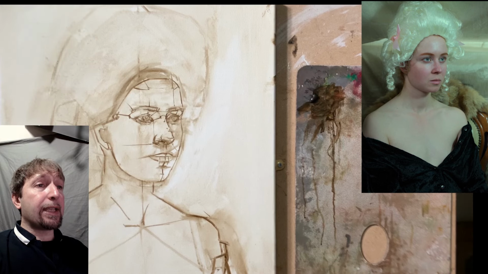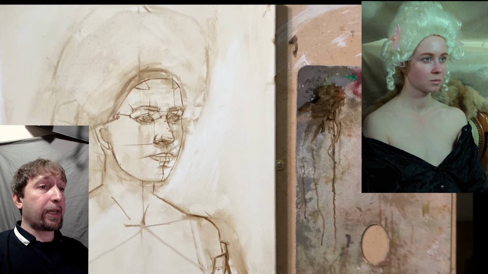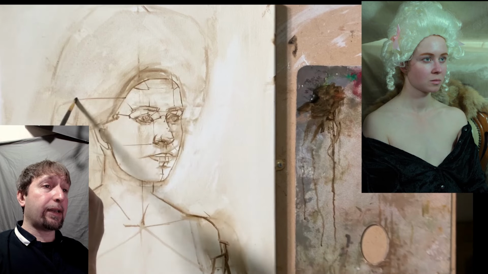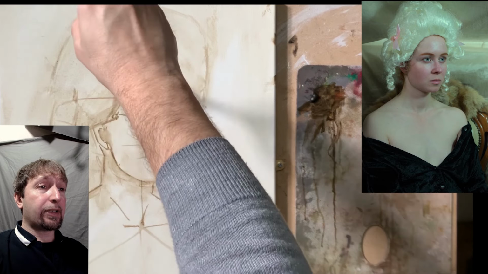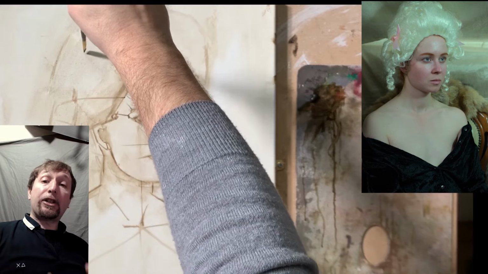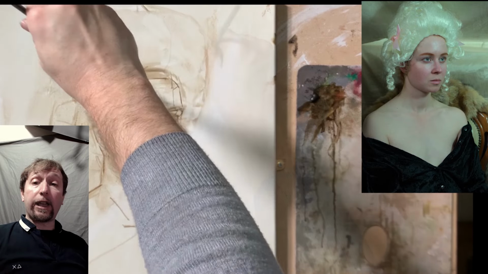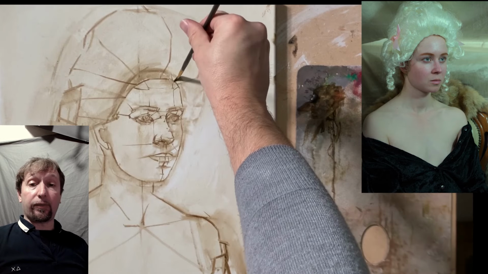Even though the wig is not the principal subject of the painting, I might describe its volume by adding lines on top of it. And I try to understand where the planes of the wig change direction.